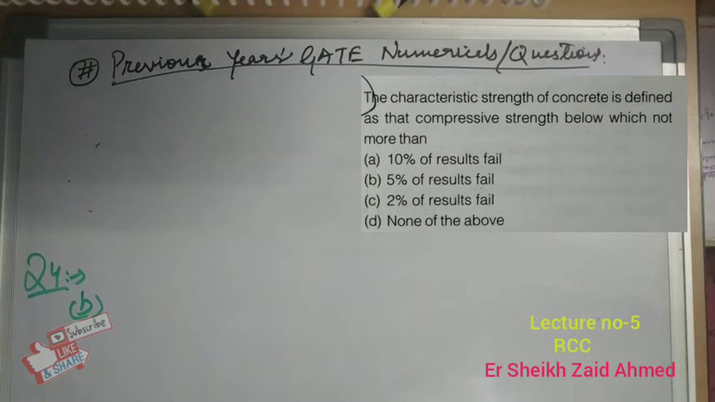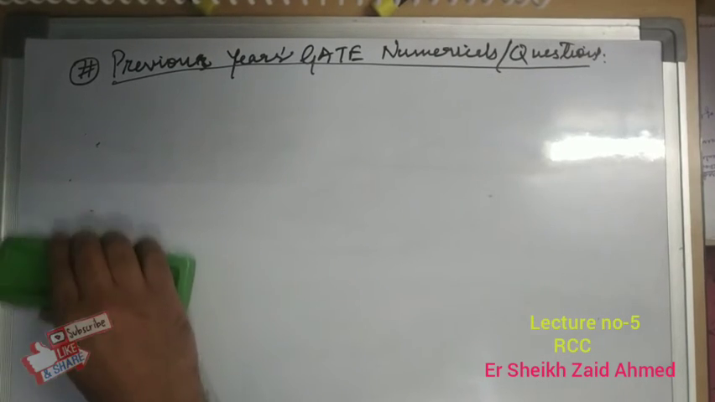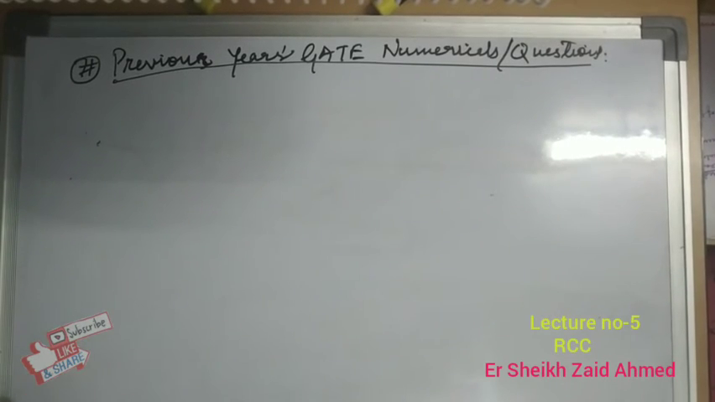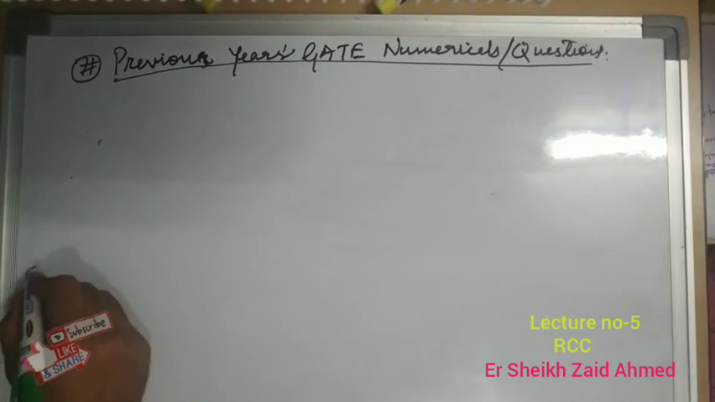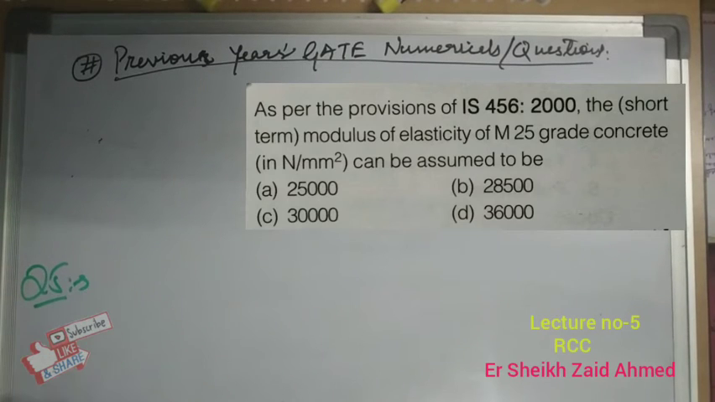Now moving on to the next question, that is our question 5. So in question 5, he asks, as per the provisions of IS 456-2000, the short-term modulus of elasticity of M25 grade concrete in Newton per mm square can be assumed to be. The options are A 25,000, B 28,500, C is 30,000 and D is 36,000. This question came in 2002 GATE and it was of 1 mark.